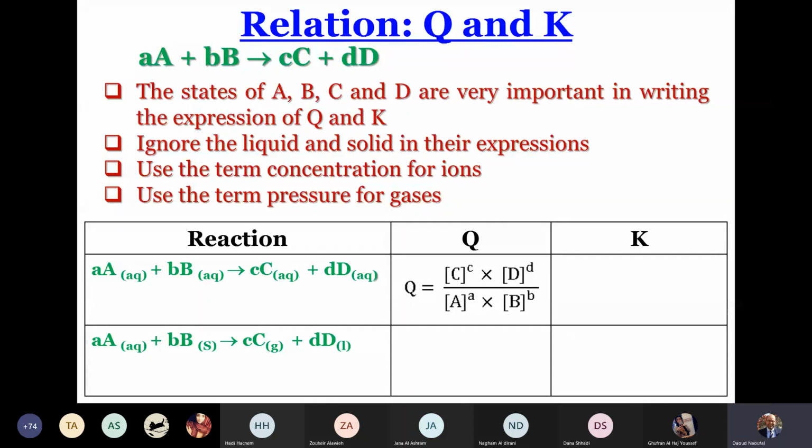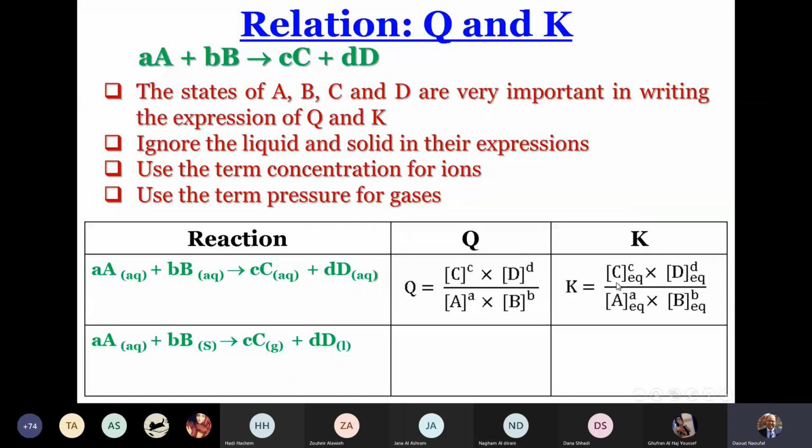Q is variable. In the question, they should determine at which advancement we have to calculate Q. What is the difference between Q and K? Q is the ratio at any time of the reaction, at any advancement of the reaction. One of these advancements is the equilibrium state. So at equilibrium, we replace Q by the term K in order to say that we are at equilibrium.